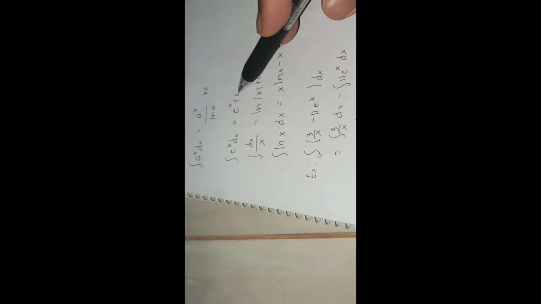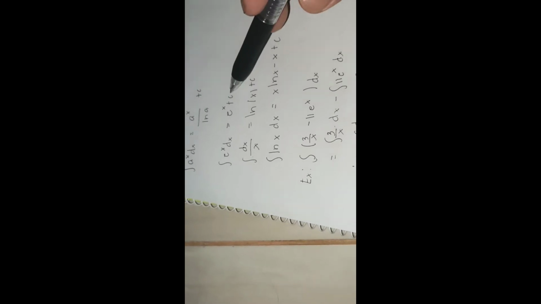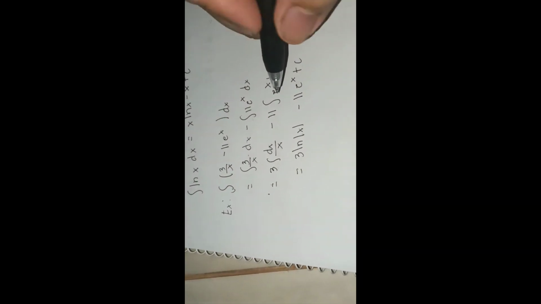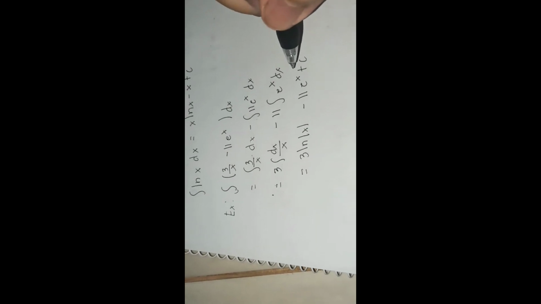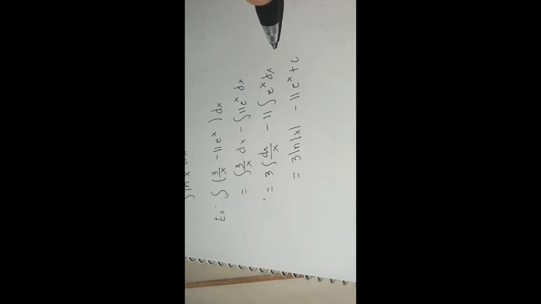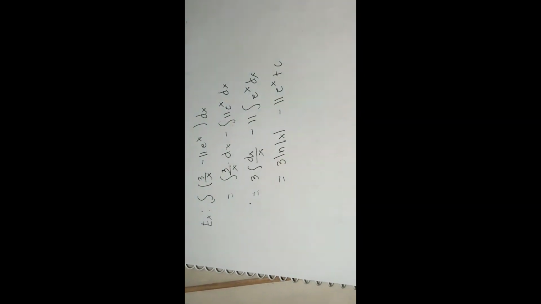we can apply this by putting 3 ln of x minus, since the formula is basically the same, we just copy it. There's no need to change anything, we just have to place it back. So our answer is 3 ln of x minus 11 e^x plus arbitrary constant. Thank you.